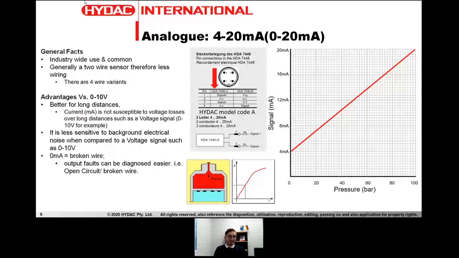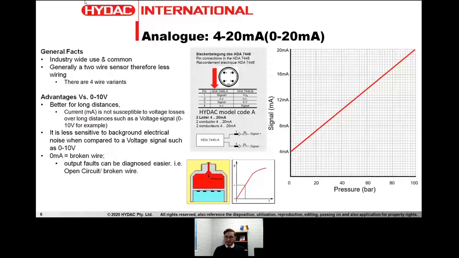This is the most common output style of sensor available, and it's really commonly used in the industry. They generally come as a 2-wire sensor, as you can see in the middle of the page, where it says HYDAC model code A. You can see the sensor, the HDA 7446-A, and you can see two lines with a 1 and a 3. That's the general resemblance of a 2-wire sensor.